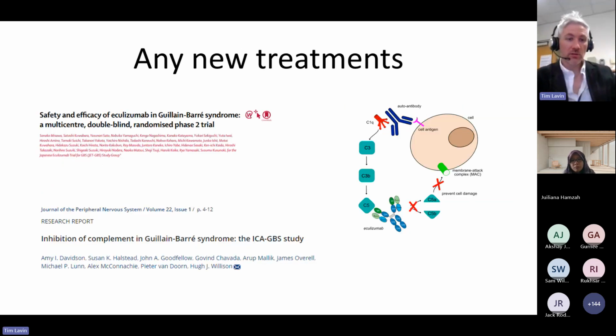There are potentially new treatments on the horizon, complement inhibitors probably, to be honest, which will help. Doing a trial in GBS is a nightmare. But there are some initial trials which suggested some hints that there's some improvement, and there are some further phase 3 trials probably on the way.